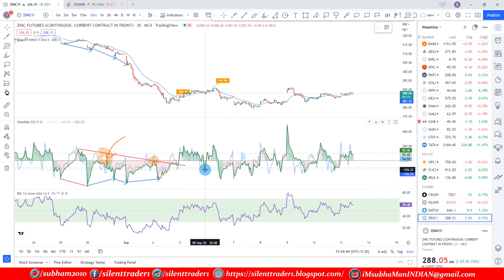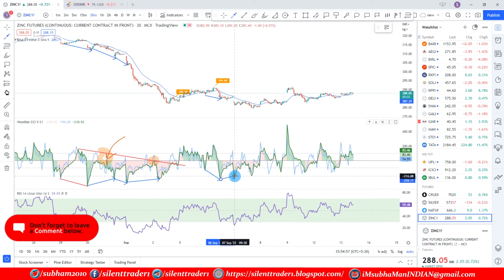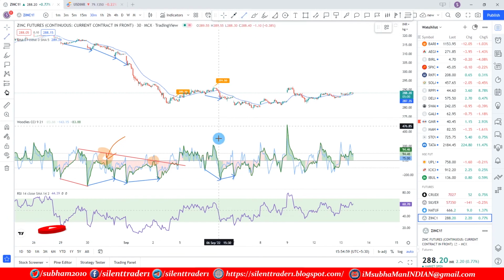Next, CCI negative trend. Price also negative means no trade. Next, the CCI trend is positive. Price trend is negative means a trade is possible. To find out the breakout level, we have to join the line with the middle hook, which is below the zero line.